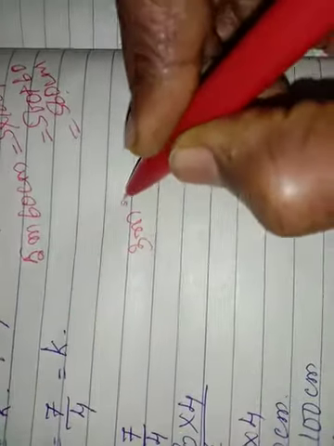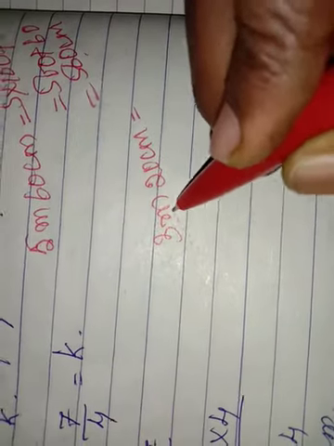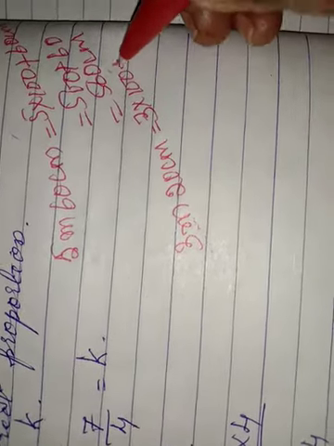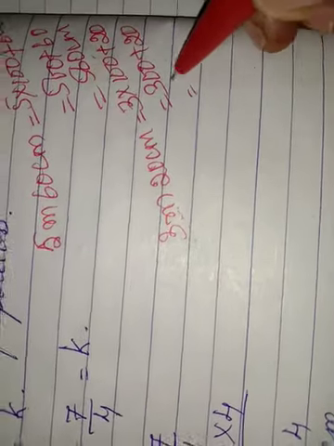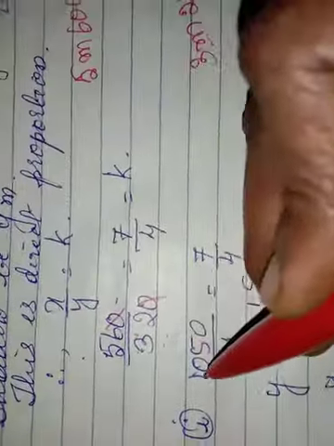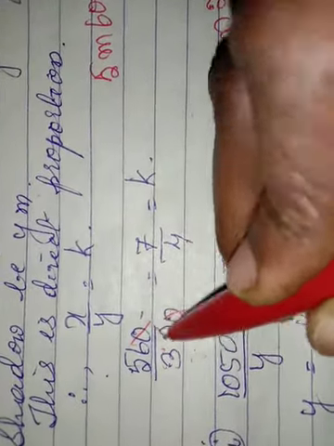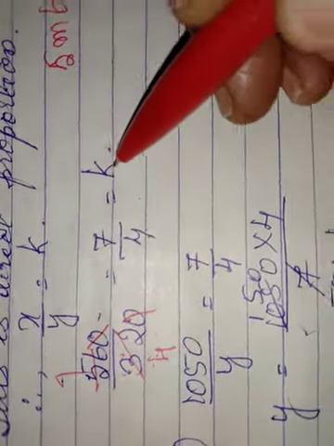Okay, similarly 3 meter 20 centimeter is equal to 3 into 100. 3 meter is there. When you convert into centimeter, what does it become? 1 meter is 100. So 3 into 100 plus 20, that is equal to 300 plus 20, that is equal to 320 centimeter. Okay, that is how we have taken 320 centimeter here. If you simplify this, 8 4s are 32, 8 7s are 56. So 7 by 4 is equal to the constant. k is equal to 7 by 4.